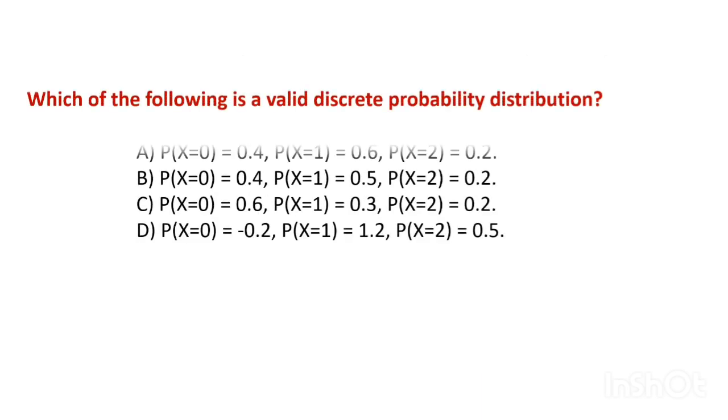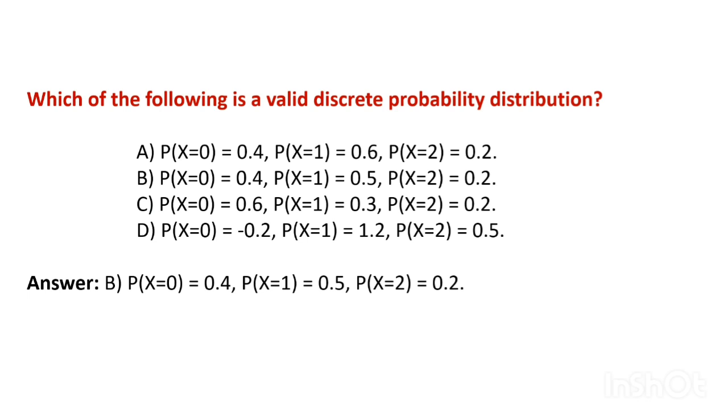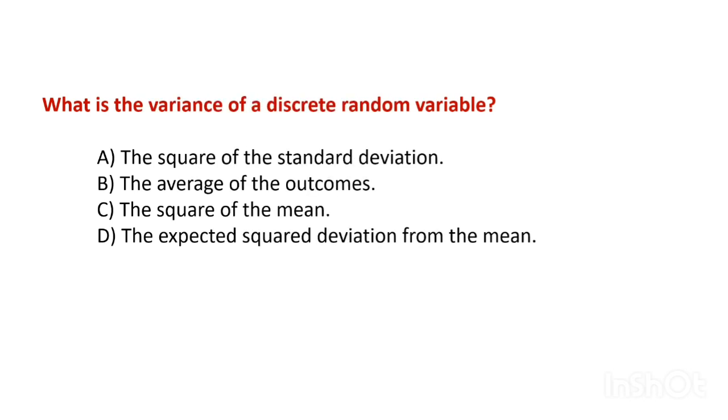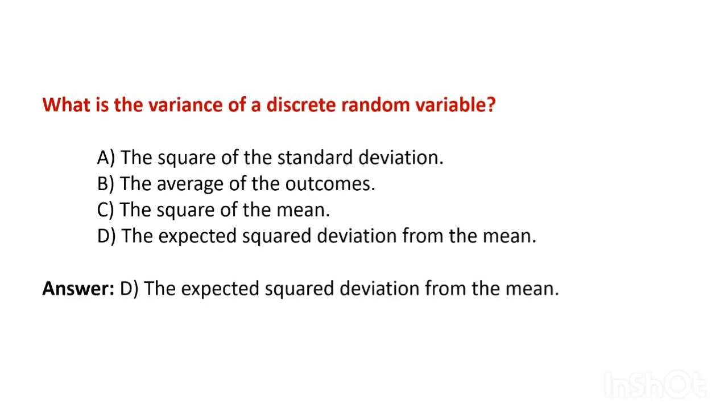Which of the following is a valid discrete probability distribution? One can observe that the sum of probabilities must be equal to 1. Option B satisfies this. The correct answer is option B. What is the variance of a discrete random variable? The variance measures the expected squared deviation of a random variable from its mean, so the correct answer is D.